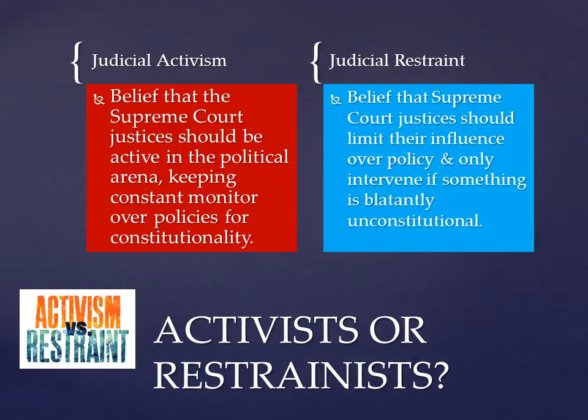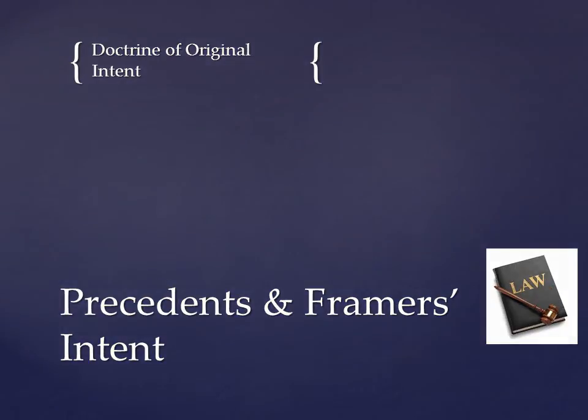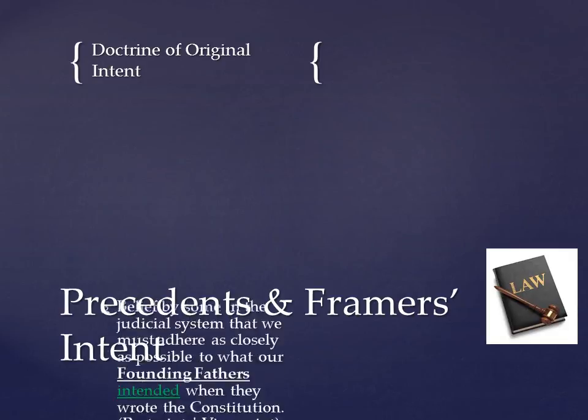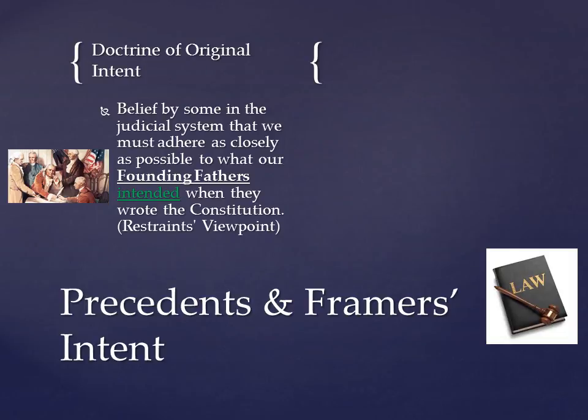Judicial restrainists, however, believe that they should exercise a little discretion over their power and limit their influence over the policy-making process, and only intervene if they believe that something is blatantly unconstitutional. A common belief by judicial restrainists is that you should look to the doctrine of original intent to help you make up your mind on a case. The doctrine of original intent holds that when making their decisions, the Supreme Court should look to what the Founding Fathers originally intended when they wrote the Constitution. That is, that they should not be getting too open-ended with the way that they interpret the words.